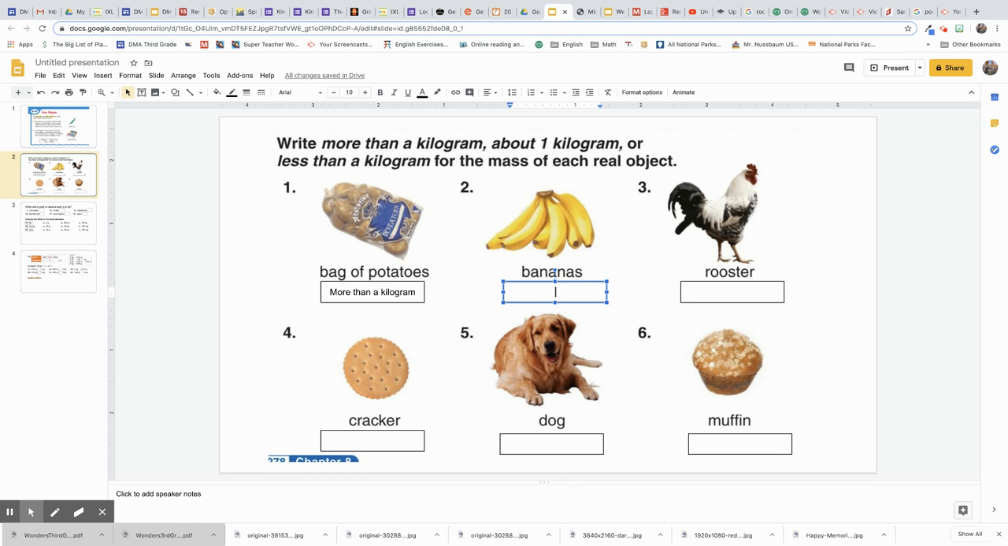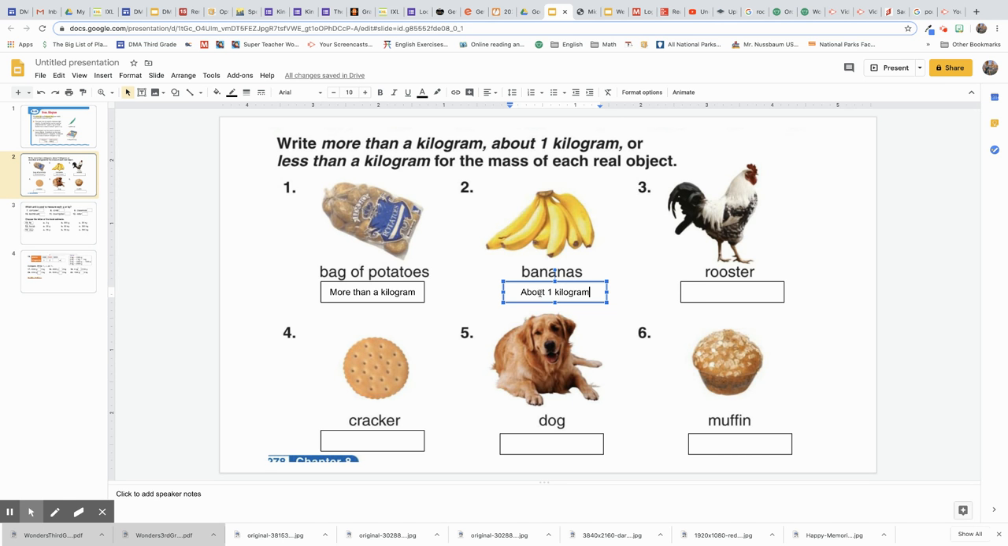All right. Now, what about a bunch of bananas? We're going to be back at the grocery store. You're buying a bunch of bananas. This bunch has about 6 or 7 bananas in it. Do you think it weighs more than a kilogram, about a kilogram, or less than a kilogram? Think about your math book. If you said that it weighs about 1 kilogram, you would be correct. It does weigh about 1 kilogram.